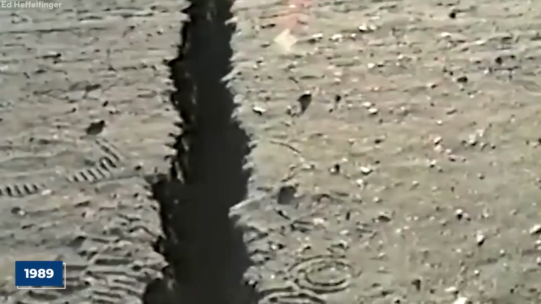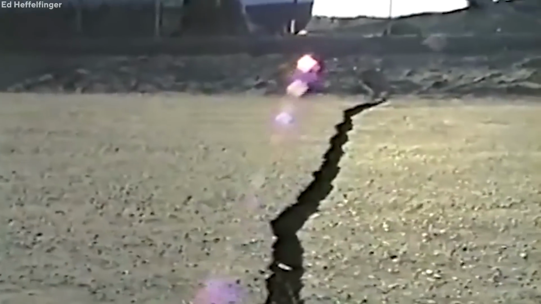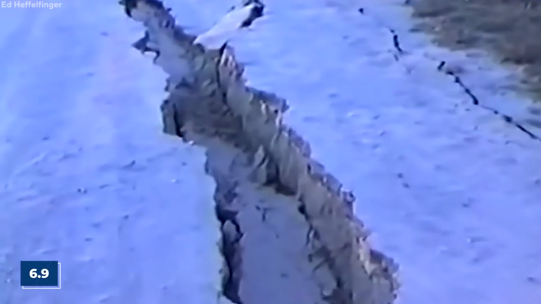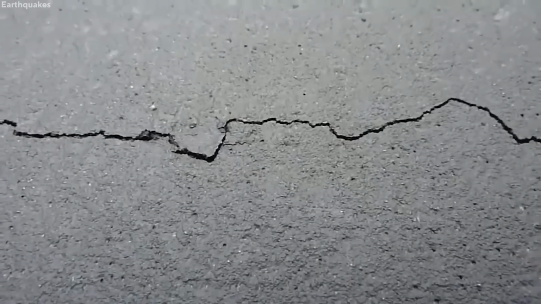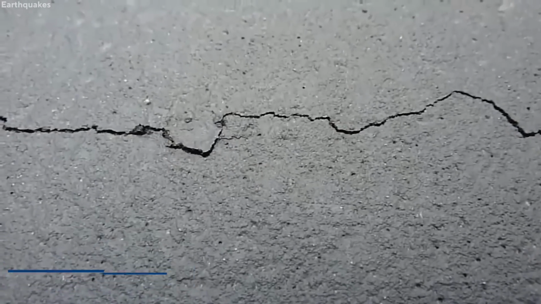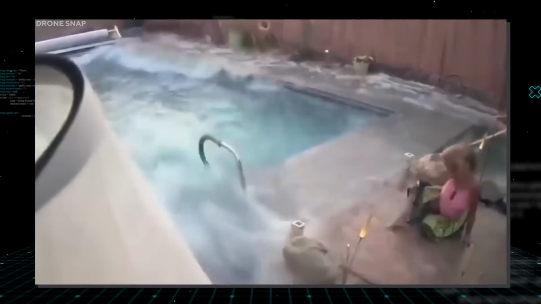In 1989, the Loma Prieta earthquake ruptured almost 40 kilometers near Santa Cruz, California. 63 people died in this event, and moderate damage was sustained by some vulnerable locations in the Bay Area. The magnitude of this quake was nearly 6.9. The most recent earthquake in the region occurred on the 24th of September 2004. The 6.9 magnitude quake shook the Parkfield area, but the aftershocks continued for a week after the main event.